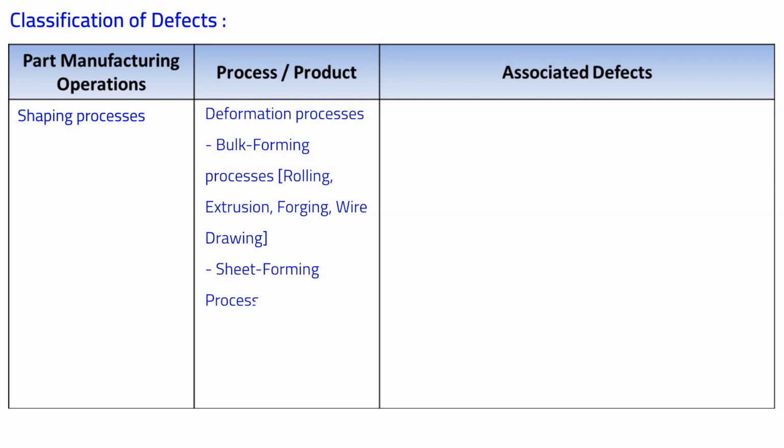Deformation processes are divided into two categories: bulk forming processes, which include rolling, extrusion, forging, wire drawing, etc., and sheet forming processes, which include stretching, flanging, drawing, contour forming, etc.